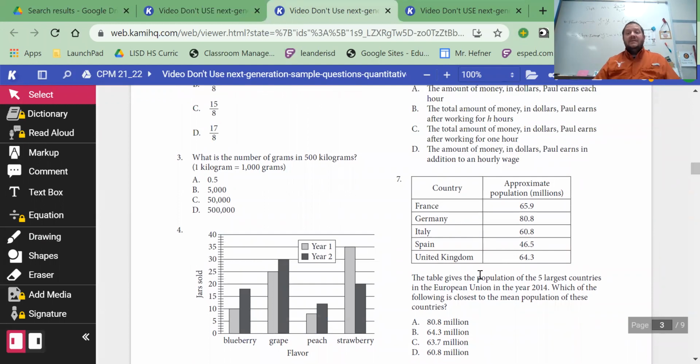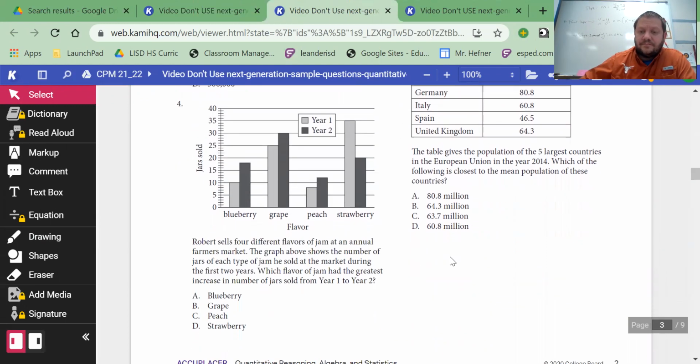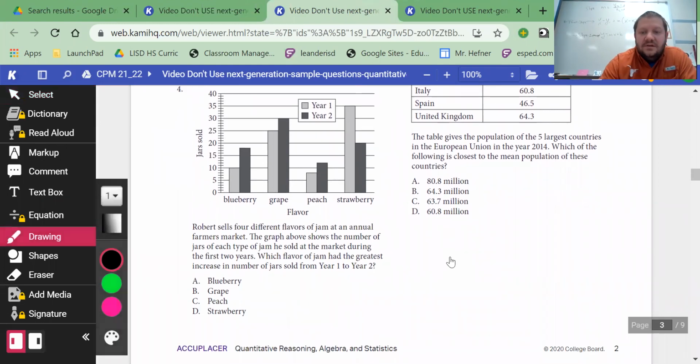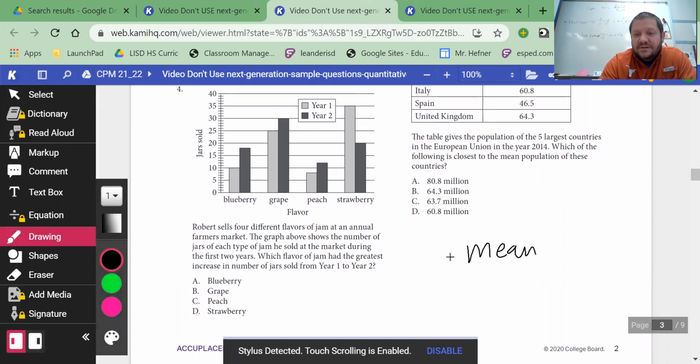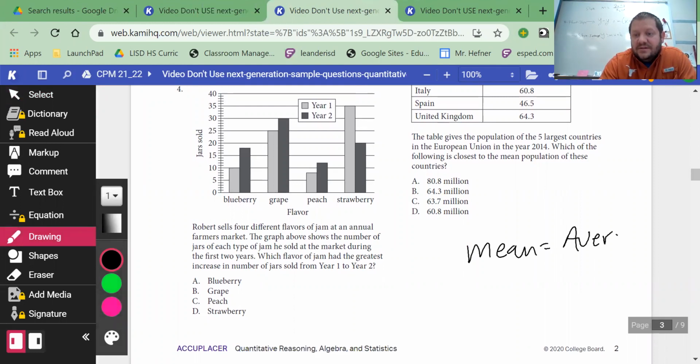So remember, with mean, mean is like average. Okay, mean is average. So average the numbers together. The way that you average is you add up all terms, so add all terms and then divide by the number of terms there were.